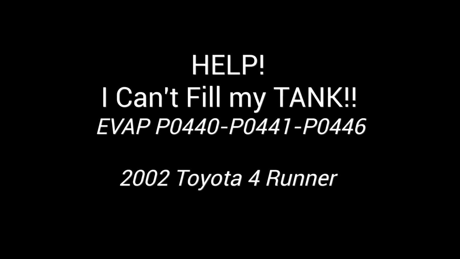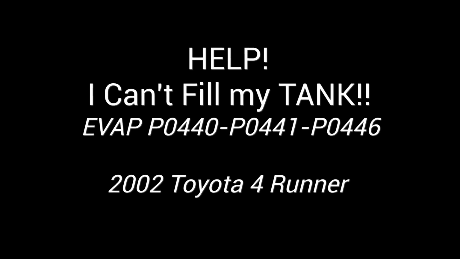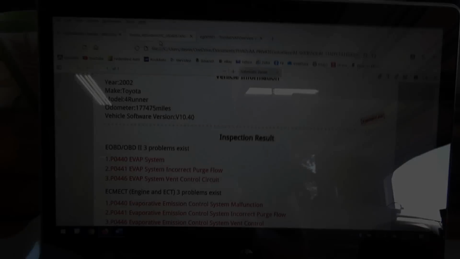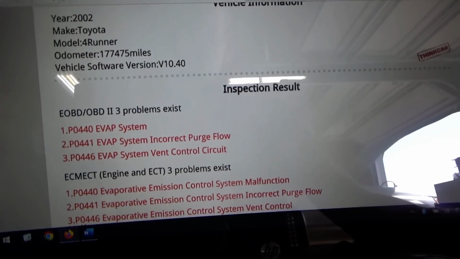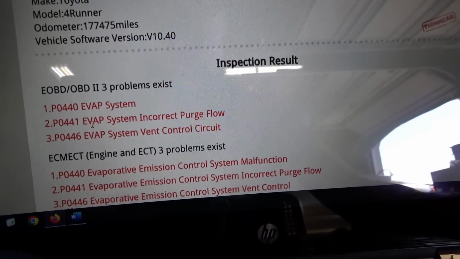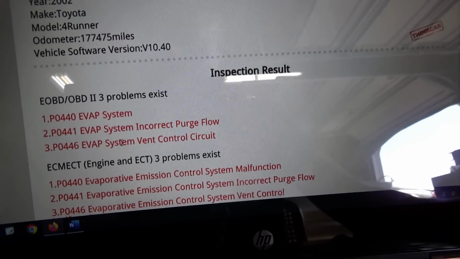So let's do a little research on this Toyota EVAP system. We've done videos on these before. They're all very similar. And try to diagnose this problem efficiently. So I scanned the car for DTCs, and we have 3 codes stored: 440, 441, and 446.